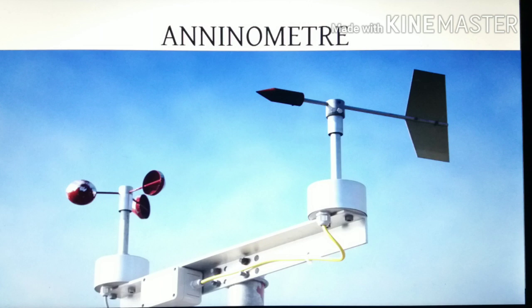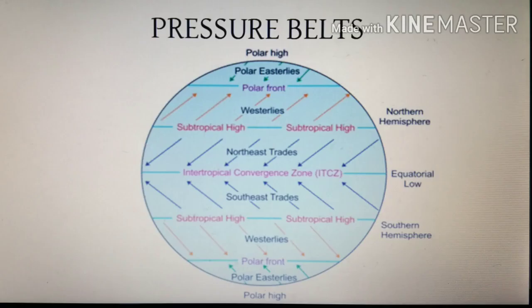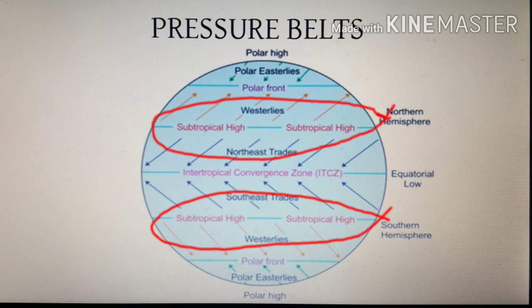Next, coming to pressure belts. We have four major and permanent pressure belts of the world. The first one is the equatorial low pressure belt, or the ITCZ, that is 0 degree to 5 degree north and 0 degree to 5 degree south. And the second one is the subtropical high pressure belt, that is 30 degree north to 35 degree north and 30 degree south to 35 degree south.